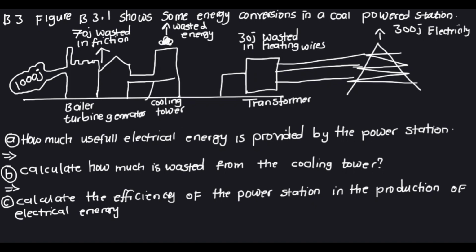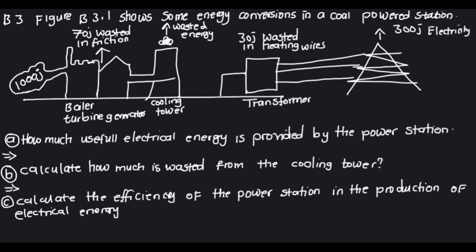Figure B 3.1 shows some energy conversion in a coal-powered station. So, we have a station that works on coal. Now let's analyze this station. Here we can see that the total amount of energy which was put into this system was 1000 joules. Then we have the first part, where we are told that we have a boiler turbine generator.